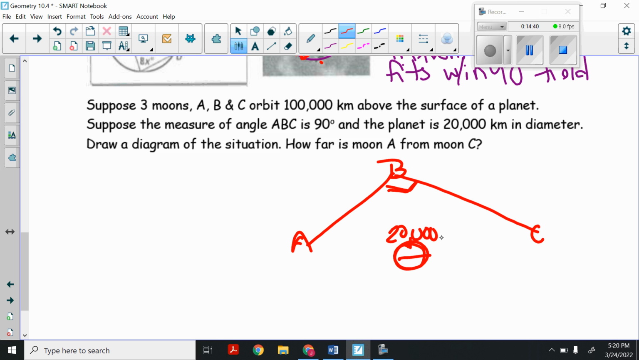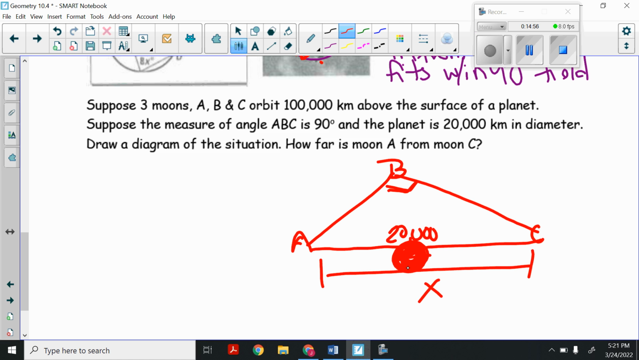How far is moon A from moon C? So I'm looking for this AC, right? Which I'm going to just call X. I know this part of it is 20,000, right? Because that is my diameter right there.